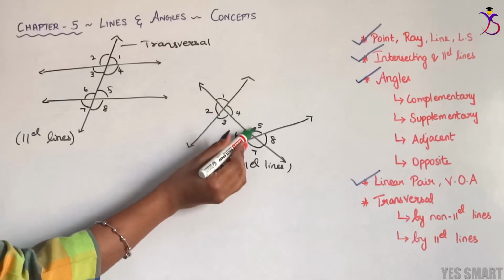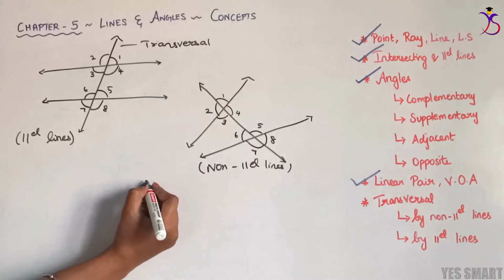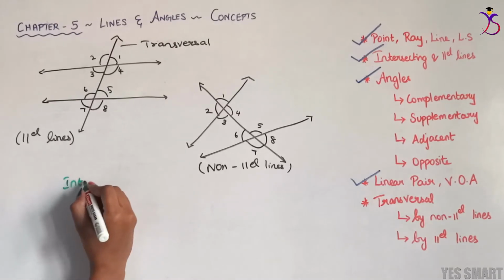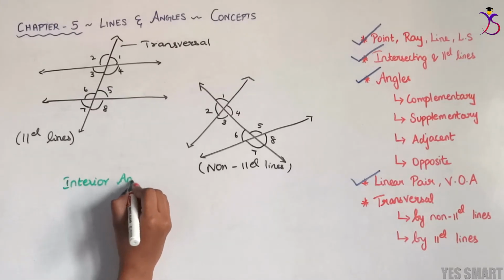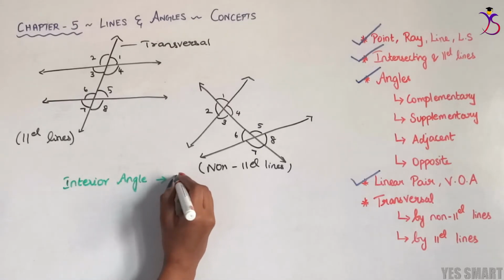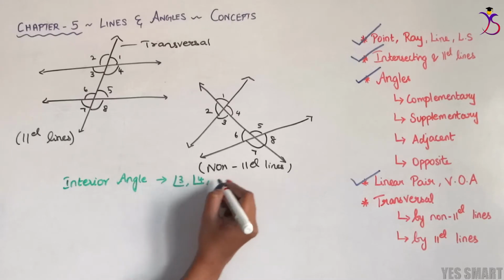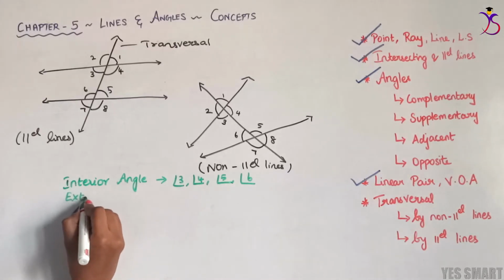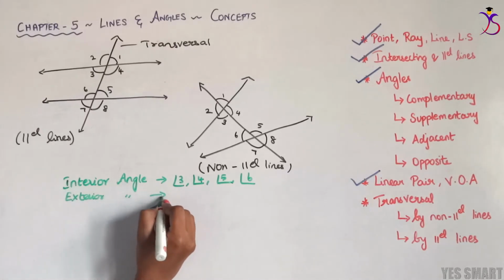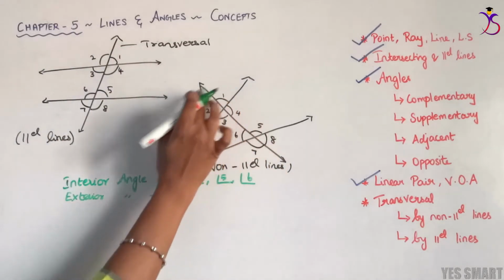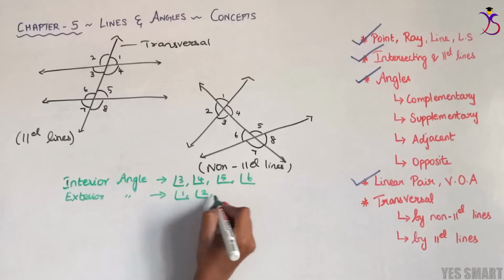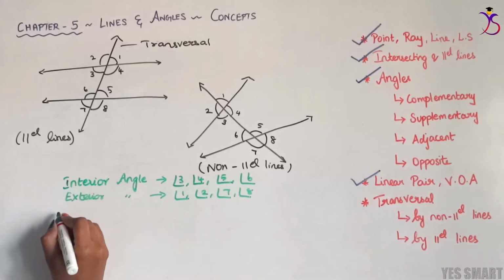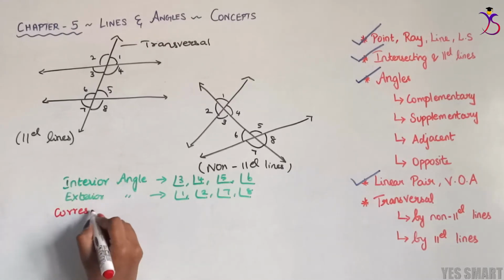The first type is interior angles. Interior angles are the angles that lie inside, in between the parallel lines or non-parallel lines. So from this example, the interior angles are angle 3, angle 4, angle 5, angle 6. The next type is exterior angles. Exterior angles are angles which are formed outside the parallel lines or non-parallel lines. So in this example, the exterior angles are angle 1, angle 2, angle 7 and angle 8. Now the third type of angle we have is corresponding angles.